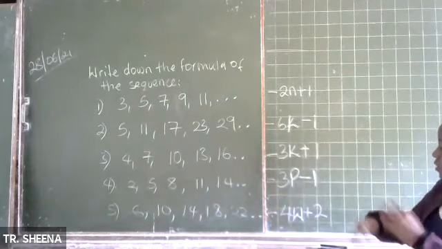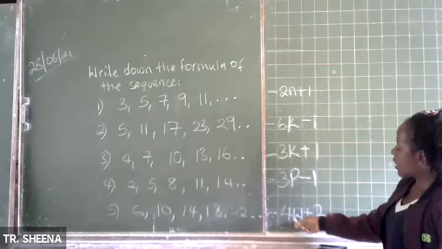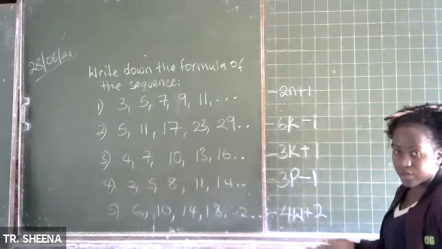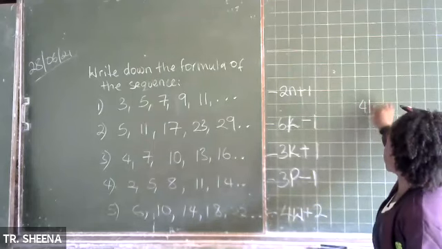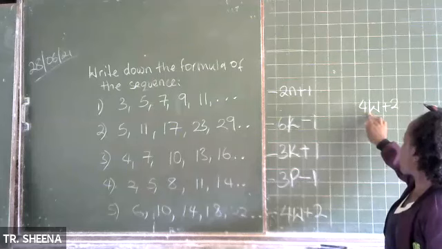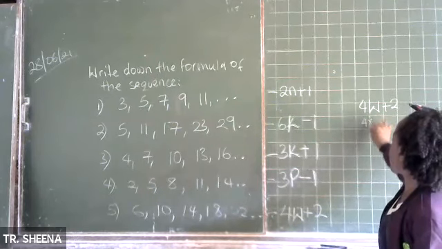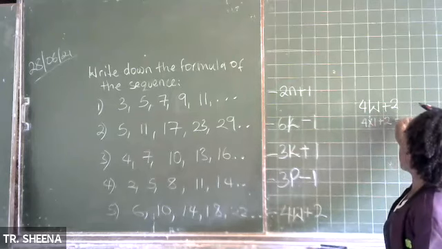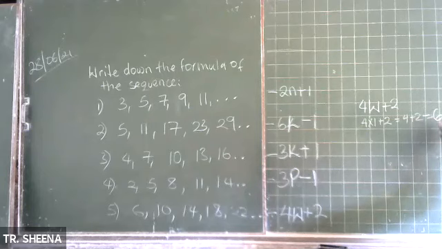We can start with 4, with 5, then we check. So we've been using M, but you can change the letter and use W. So Henry used W. So Henry's formula is 4W plus 2. So to get the first term where there is W, you put 1. So you would have 4 times 1 plus 2, which is equal to 4 plus 2, which is equal to 6. So this is my first term.